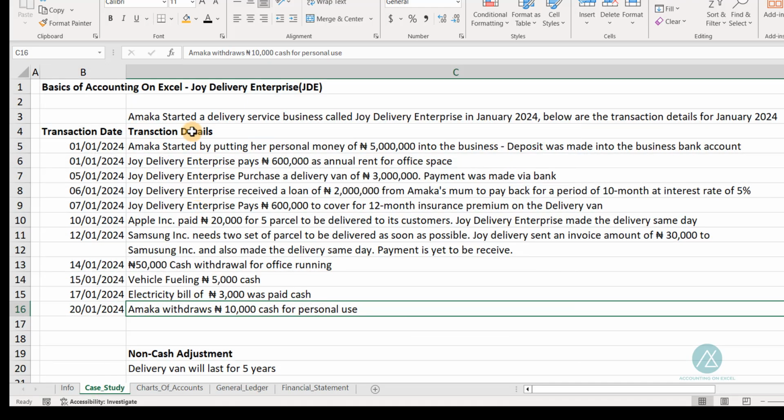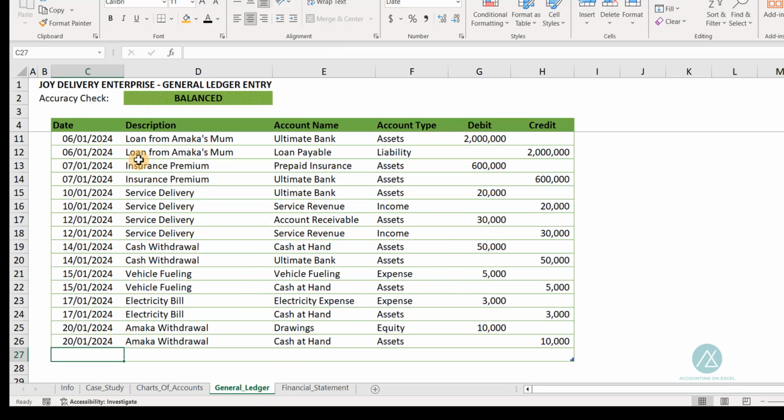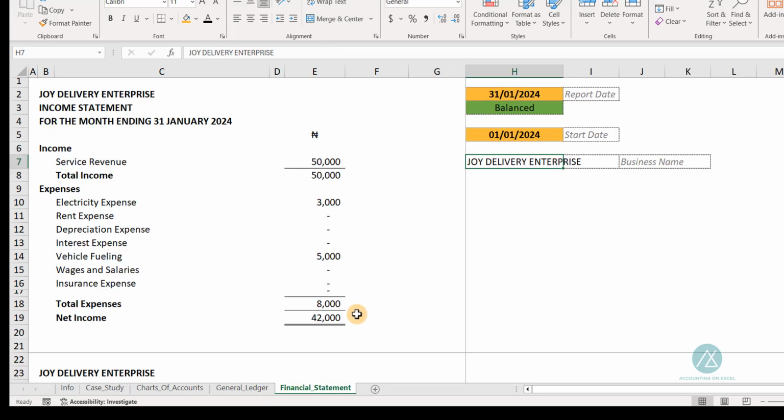And for all the transactions captured, it is balanced. You can look at your financial statement. Wow. So it's telling us it's balanced because our financial statement is as at the last day of January and all the transactions we have inputted are for January. So you can see the total, your net income is 42,000. You made sales of 30,000, expense of electricity expense, vehicle fueling, and total expense is 8,000. You have a profit of 42.